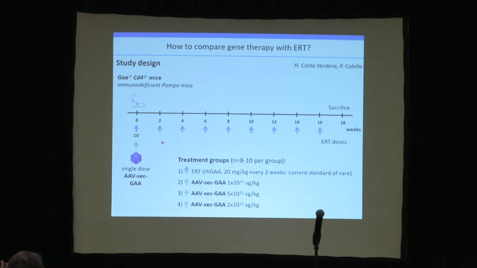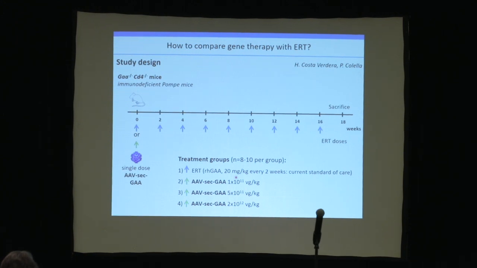So for this reason, we developed immunosuppressed GAA knockout mice, and then we were able to test up to 9 repeated administrations of ERT. We didn't stop because the mice died; we stopped because we thought 4 months of treatment with ERT was enough. So we compared this ERT-treated group, which is group number 1, with 3 different doses of the AAV secreted GAA vector, from 2×10^12 down to 1×10^11, which is a pretty low dose.